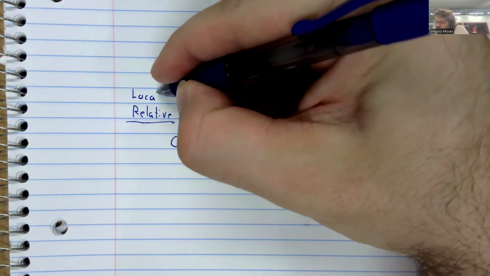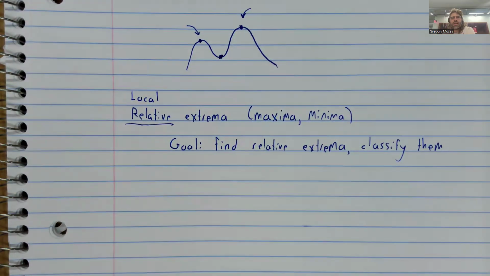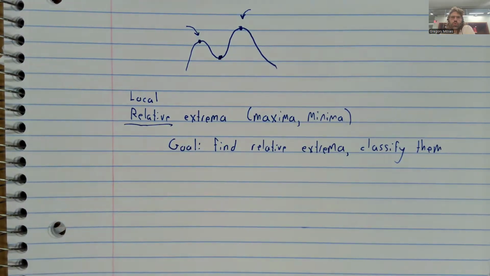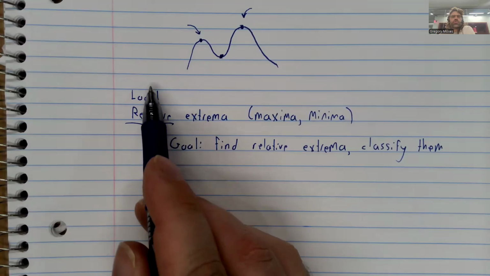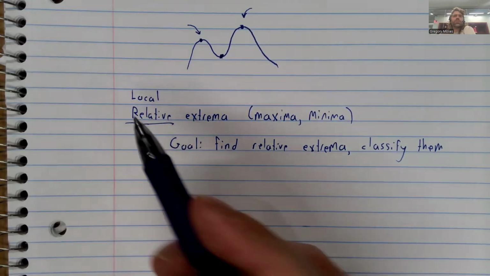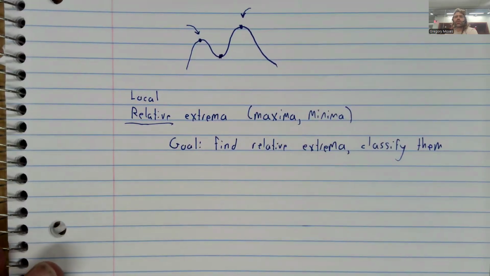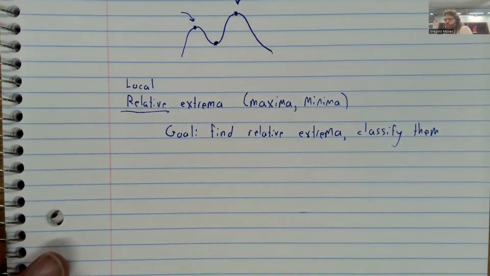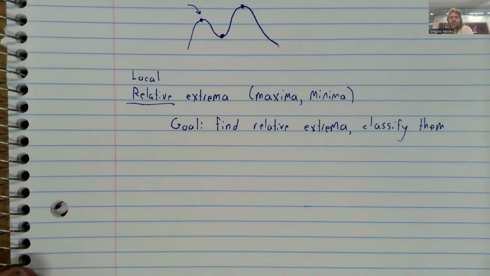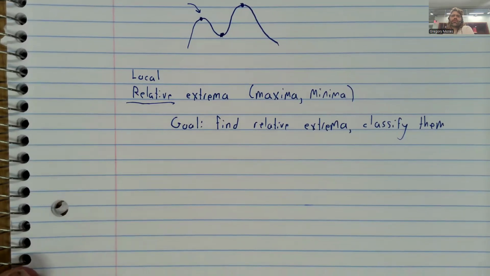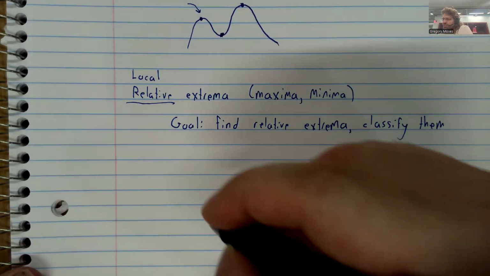A bit of alternative vocabulary. Sometimes you'll see a local max and a local min. And these are just two different ways of talking about the same thing. It doesn't matter which you use. So how do we find these?